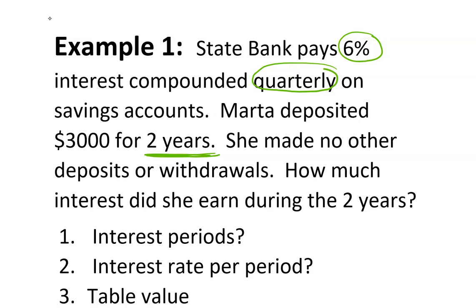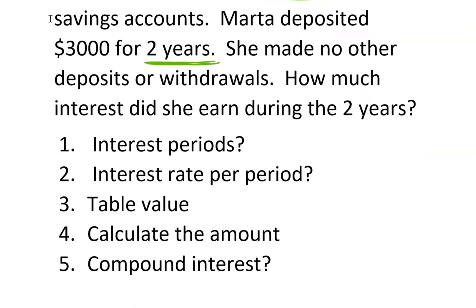So if we were to do this the way that section 5.5 did, we would have to do 4 quarters for year 1, 4 quarters for year 2, and then add up all the interests or find the interest at the end. There's another way to find this using a table in the back of the book. So we're going to try that today. It's a little bit faster.